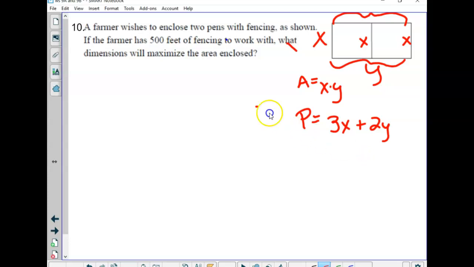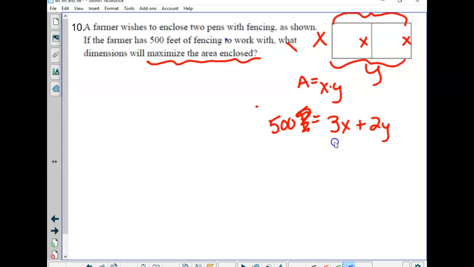Now, he has 500 feet of fence to work with, so this perimeter can't be more than 500. And we're supposed to maximize the area. It's a little different, I think, than the one that was on the notes, but we need one variable in area. We eventually need both dimensions. So do you want to solve for x or for y? If we get the x by itself, we're going to have to divide by 3. It's a little ickier. If we get the y by itself and substitute in here, we'd only have to divide by 2. Did you try it with x, though?